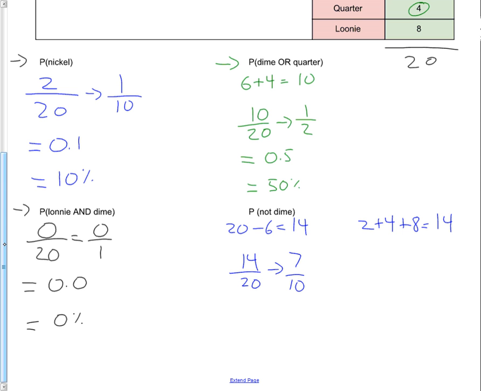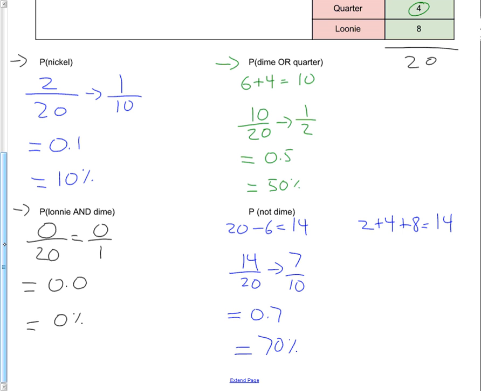If I want to convert this into a decimal, I would take 7 divided by 10. And so as a decimal, it's 0.7. And then if I want to finally convert that into a percentage, I would take 0.7, multiply it by 100, and that would result in 70%.